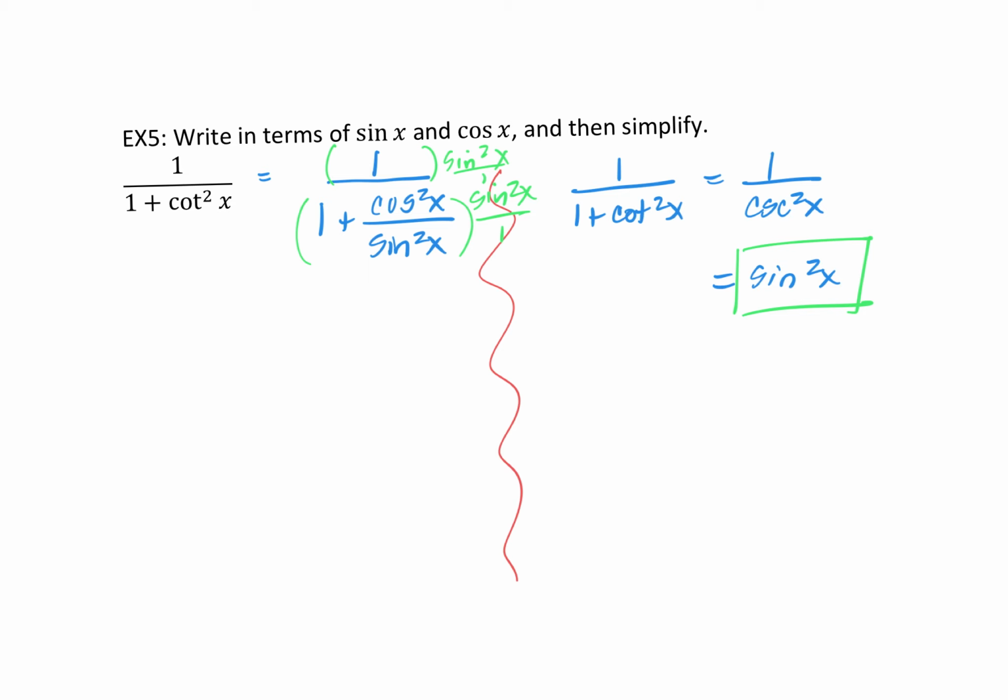So you're just multiplying in the numerators. So in the top, 1 times sine squared is simply going to be sine squared x. In the denominator, the sine squared over 1 times 1 is just going to be sine squared, plus the cosine squared over sine squared, the sine squareds cancel, and you just have cosine squared. And then going back to our identity, sine squared plus cosine squared is 1, which just gives you sine squared.